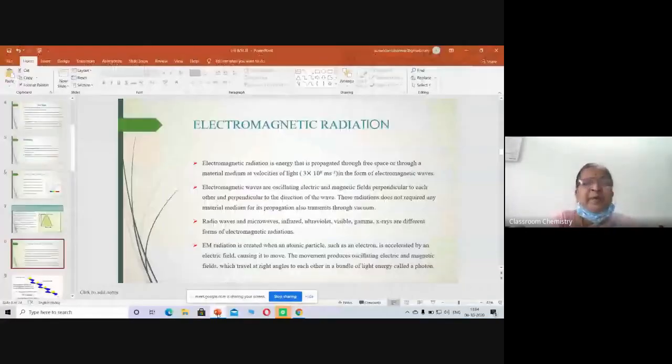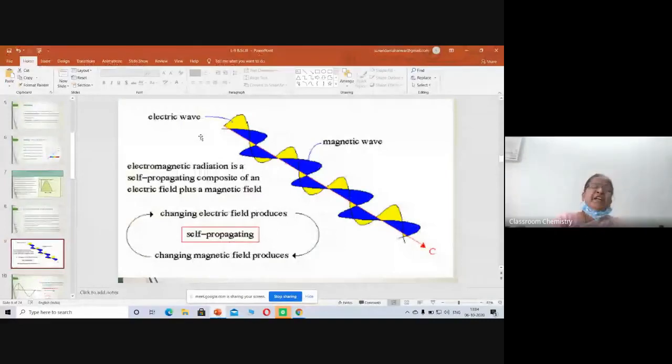मी सांगितलं की इलेक्ट्रोमॅग्नेटिक रेडिएशन्स ट्रॅव्हल थ्रू फ्री स्पेस इन ए वेव्ह मोशन. आणि ही वेव्ह मोशन आहे, this is the direction of the propagation. आणि मग हा इलेक्ट्रिक कंपोनंट आहे, and this blue is the magnetic component. Electric component and magnetic component are perpendicular to each other. Also, they are perpendicular to the direction of the propagation.